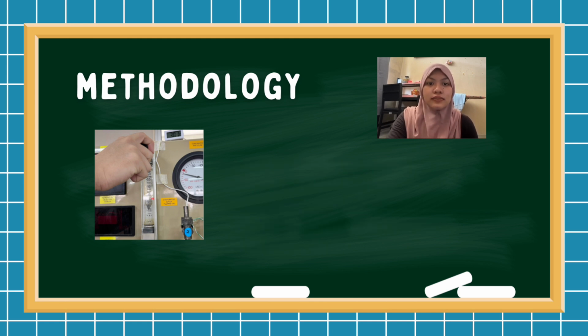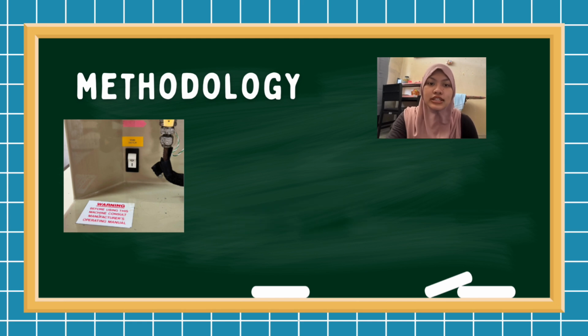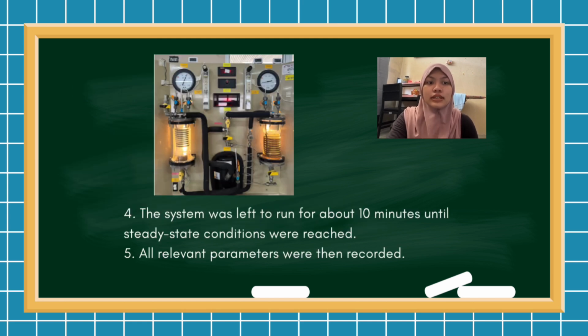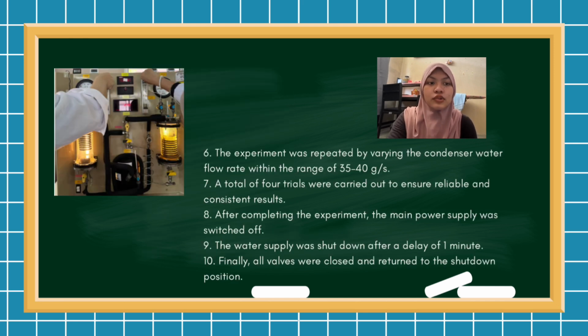The third step is the main power supply was turned on to start the operation. The fourth step is the system was left to run for about 10 minutes until steady state conditions were reached. The next step is all the relevant parameters were recorded. The sixth step is the experiment was repeated by varying the condenser water flow rate within the range of 35 to 40 gram per second. A total of 4 trials were carried out to ensure reliable and consistent results.